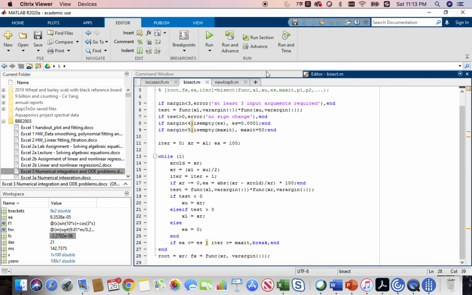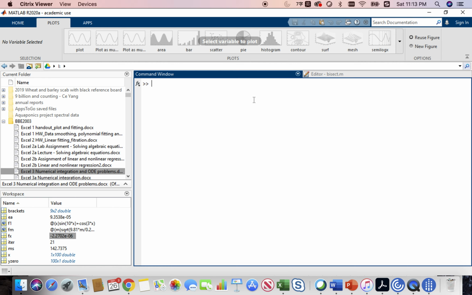So next, let's go to the command window and work through an example where we call bisect and solve some problem. Here we want to solve the bungee jumper problem to find the maximum allowable jumper weight.